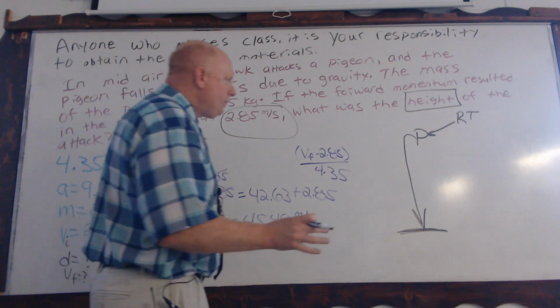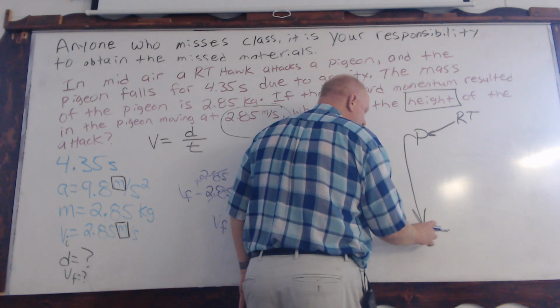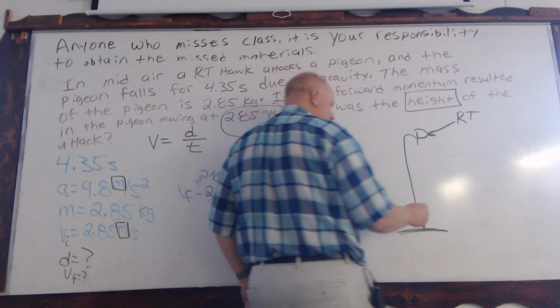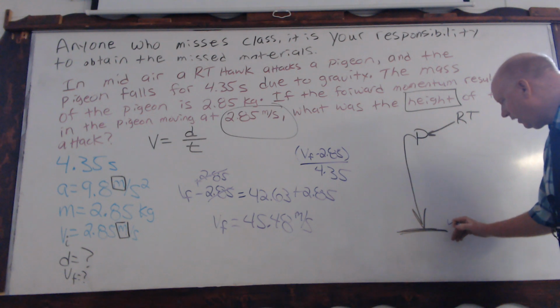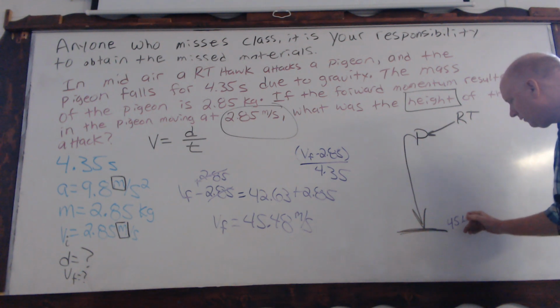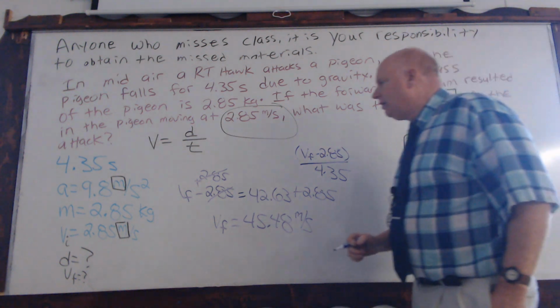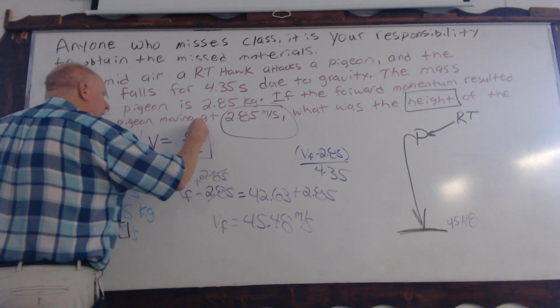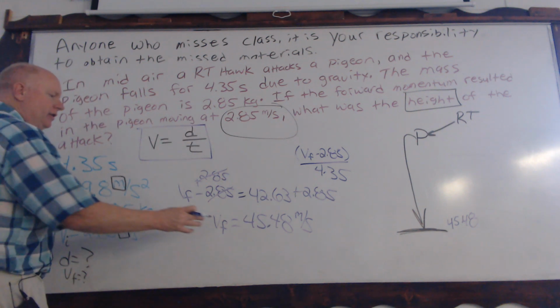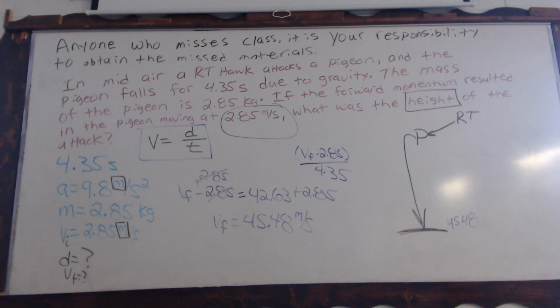Now, that's how fast that was moving once that pigeon hit the ground. So in this case, it's 45.48. But that's a velocity, not a distance. But now we can look at this guy right here because we just solved for this. Now, what's the last thing we're going to do?